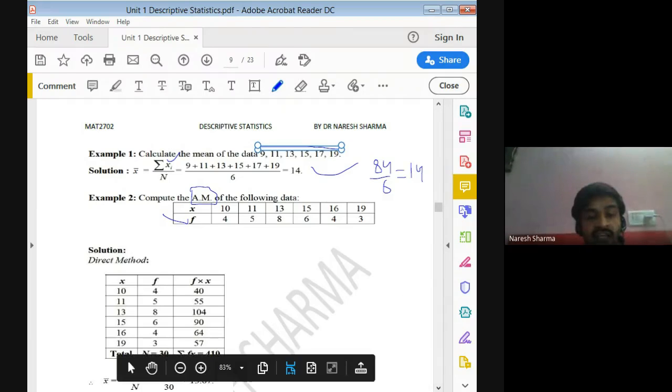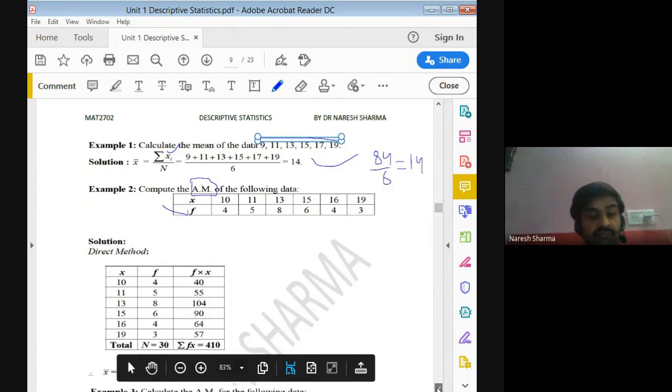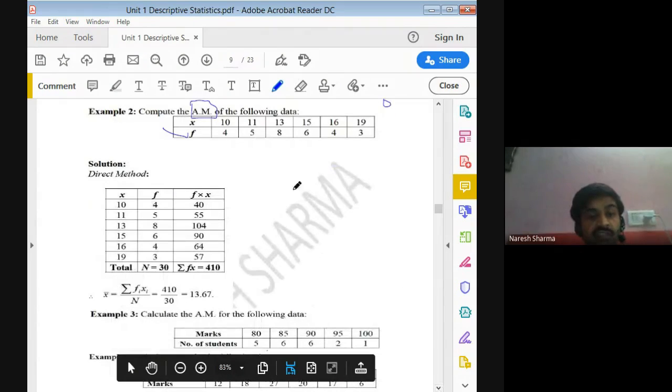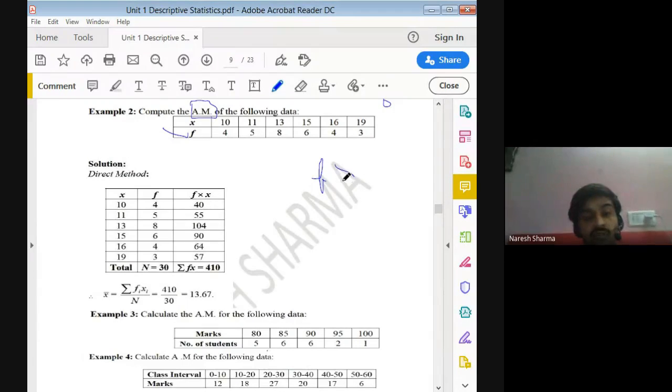You just write this table again in vertical form. The formula here is f into x. So we multiply the corresponding f with the corresponding x, using i here, and take the summation of all these, where i is running from 1 to n.